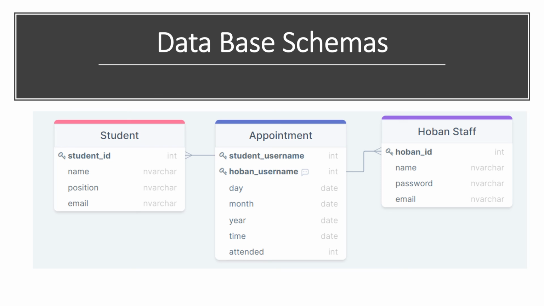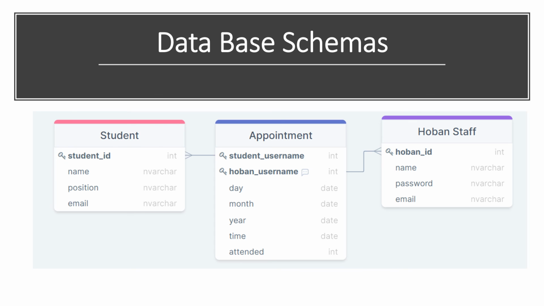The database design that we came up with was one using 3 tables. So a table for student, a table for Hobbin staff, and a joint table for the appointment. So for example, the student would have data such as their ID, which is their primary key, and then also the name, position, and the email that the Zoom invite would go through.